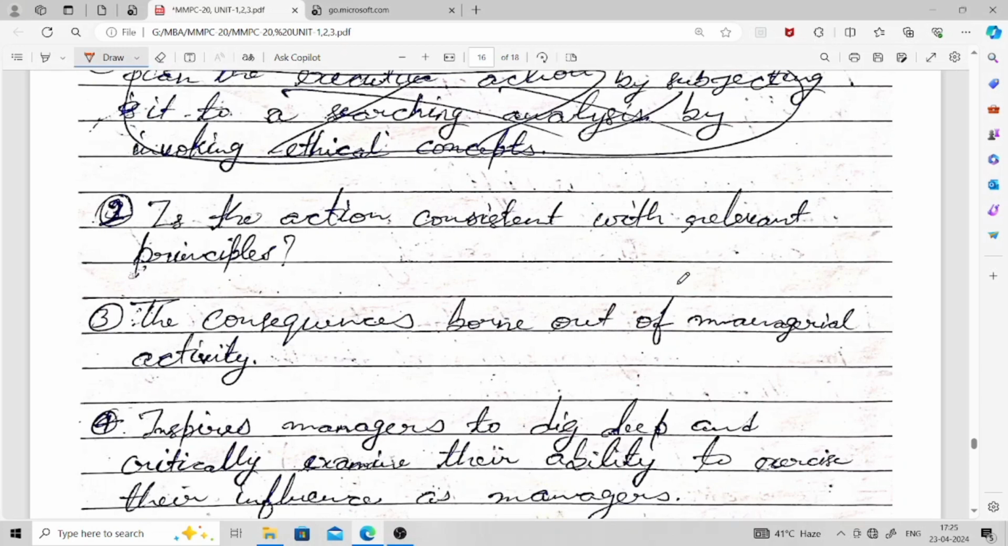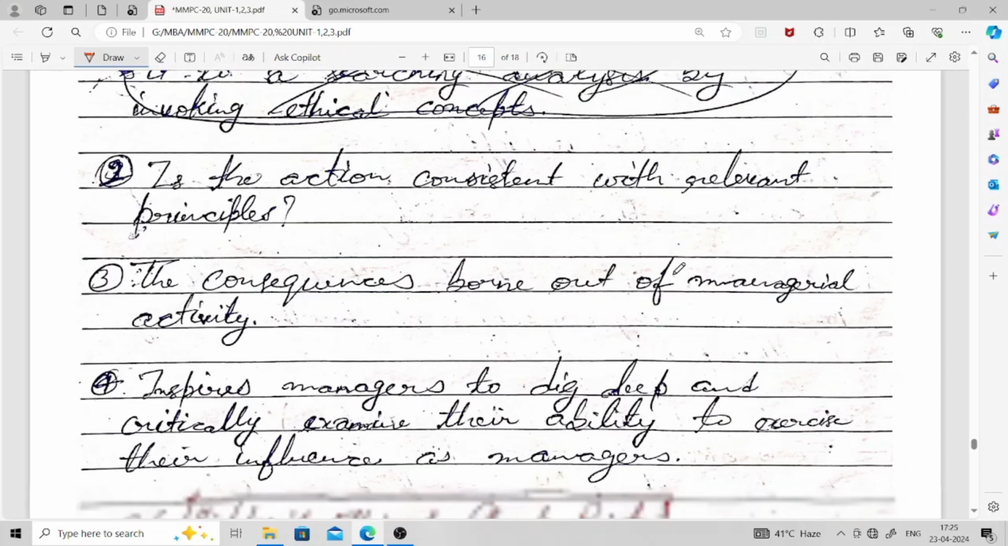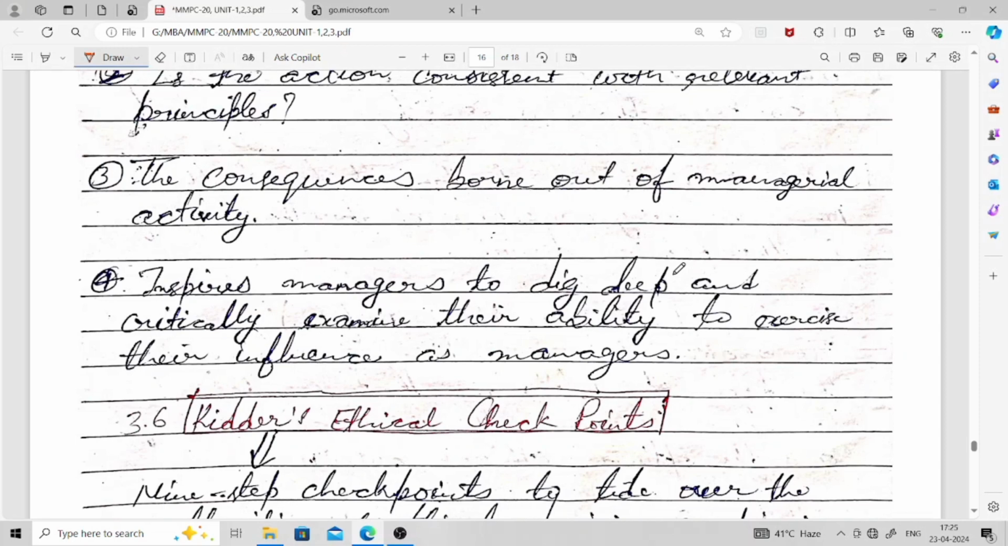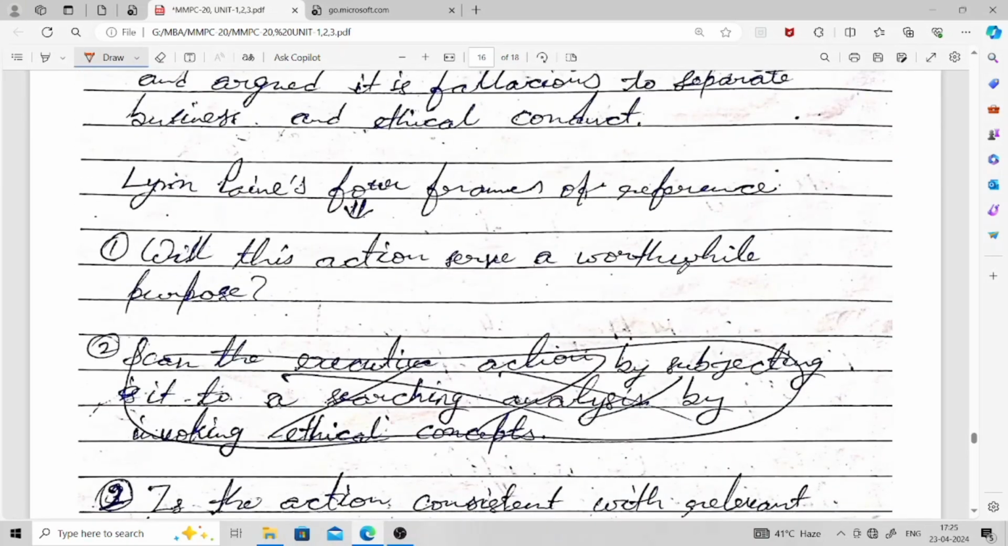And the fourth is inspiring managers to dig deep and critically examine their ability to exercise their influence as managers. So these are the four frames of reference given by Lynn Payne.